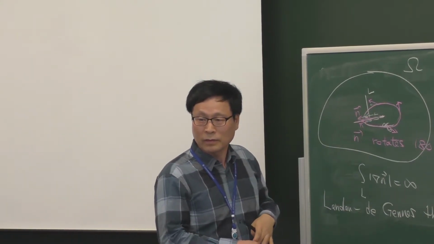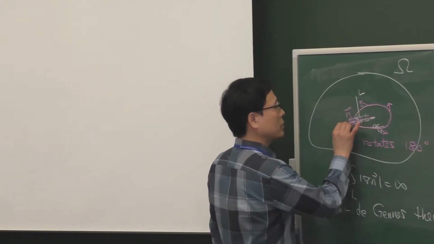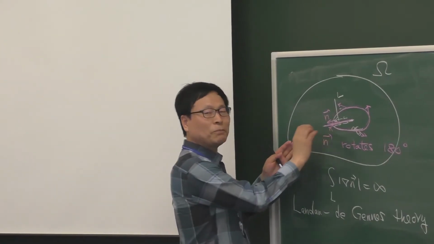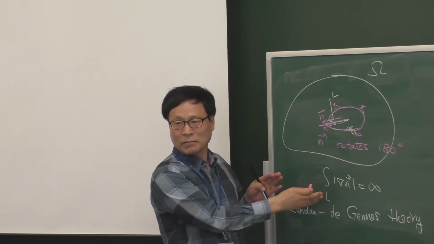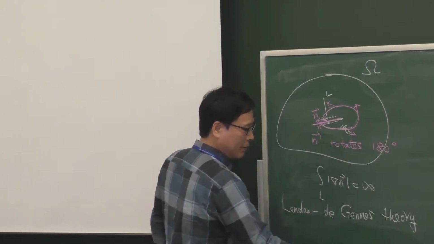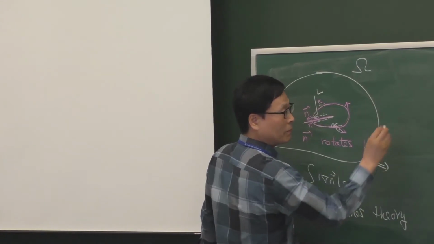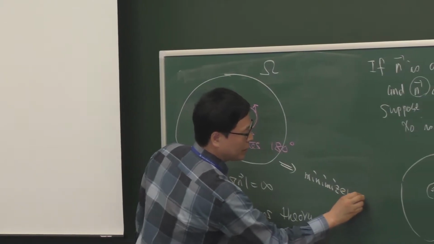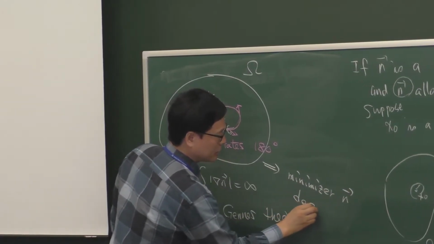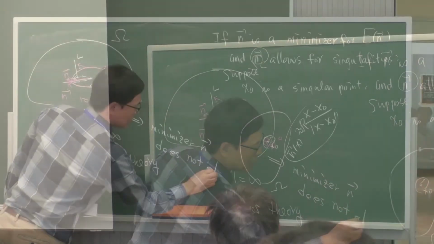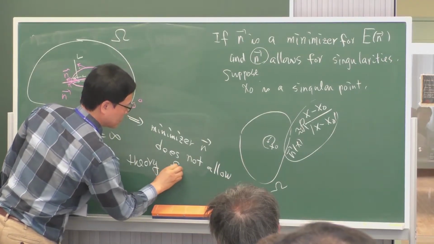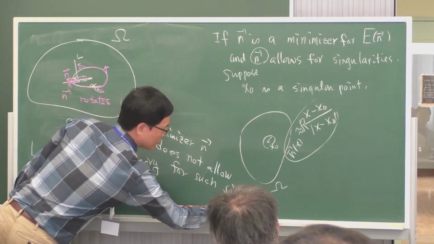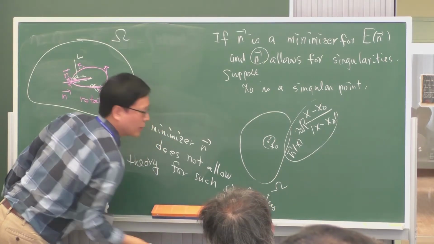Which means on this red circle, you prescribe the vector first, like boundary conditions. It's not exactly boundary conditions. If you have these structures, then the integral becomes infinity. So minimizing n does not allow such singularity. That's what I'm trying to explain.